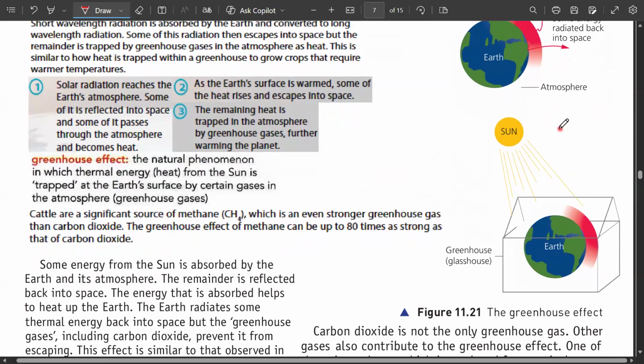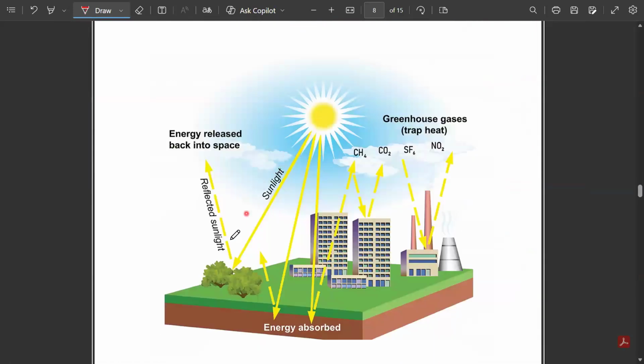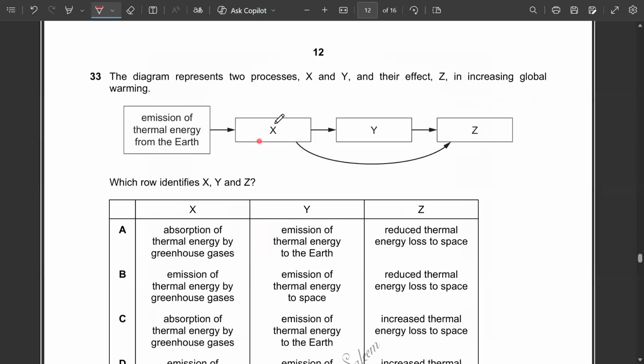So this is happening in this one picture, and then you can see over here the sun is putting sunlight. Then some of the energy is absorbed over here in the surface, and then some energy is absorbed by the greenhouse gases in the atmosphere. So we go back to the question. It says, what is X?